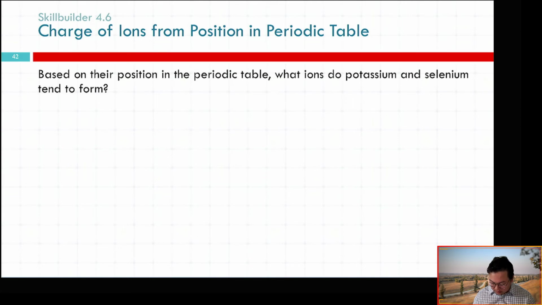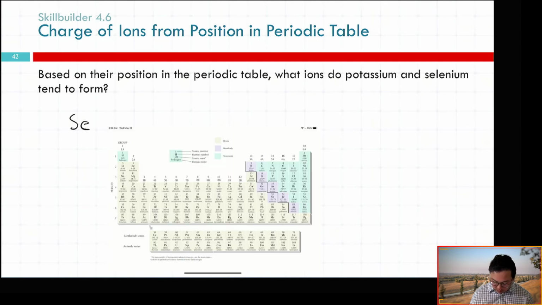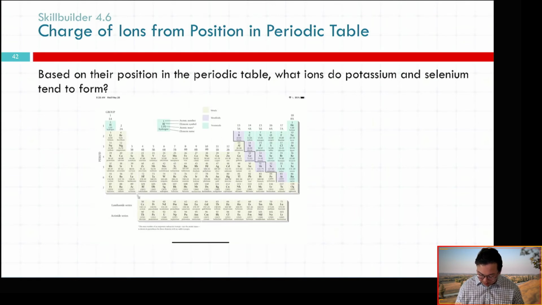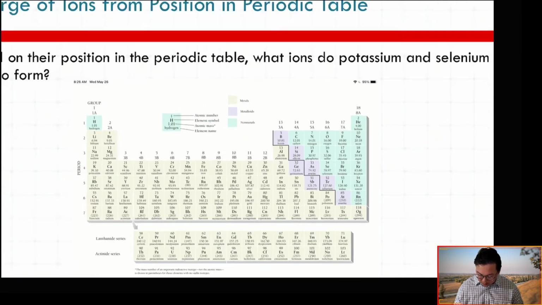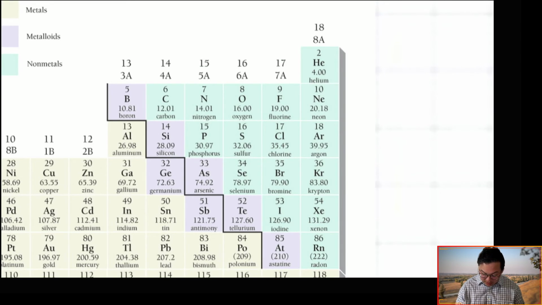So for potassium and selenium, and what their atomic symbols might be. So we have selenium. And actually what I should do maybe, let's see if I can do this. Just copy this photo. Paste it. Oh, that's not too bad. I was afraid it might be huge. Okay. So I got a periodic table. Very nice. It's small, but we'll zoom. Okay. So we have selenium over here.